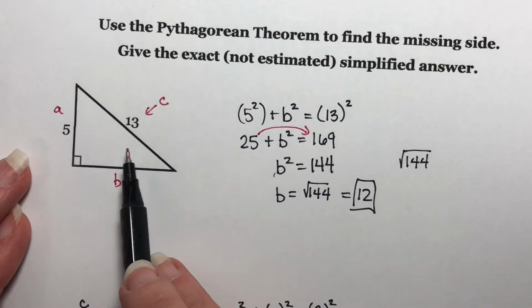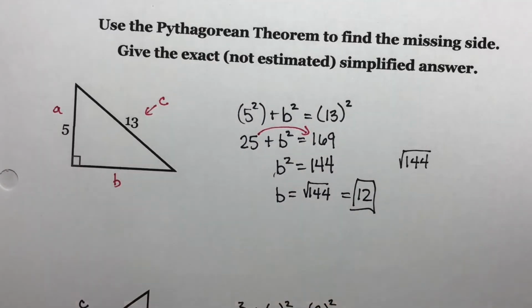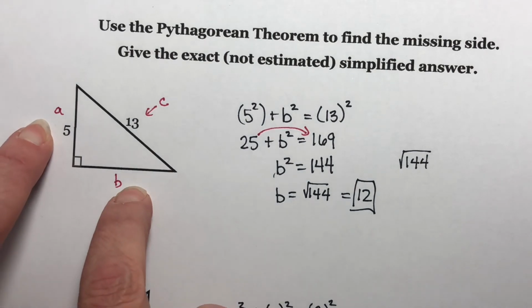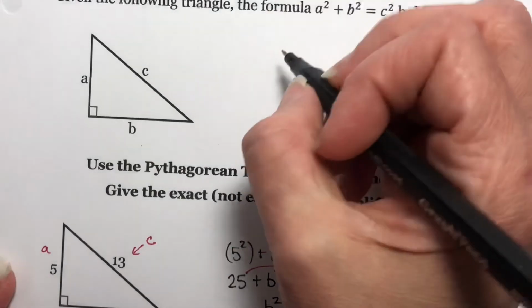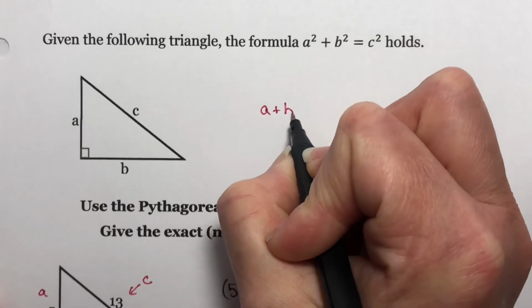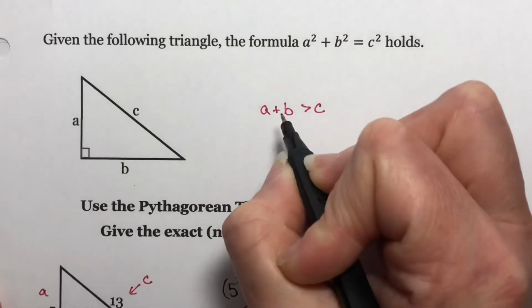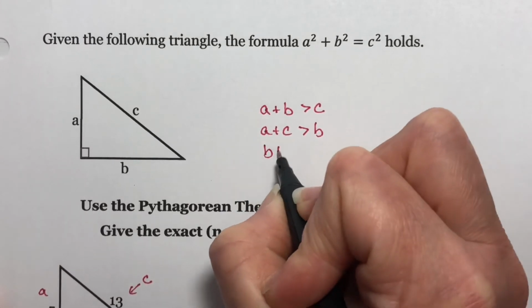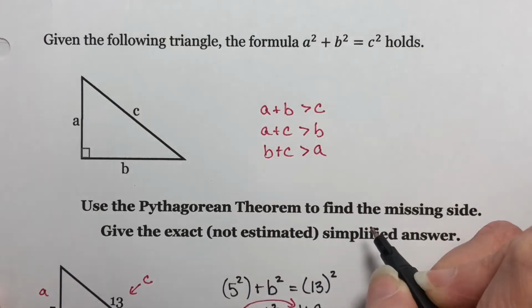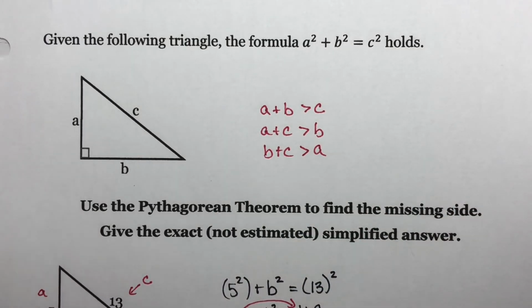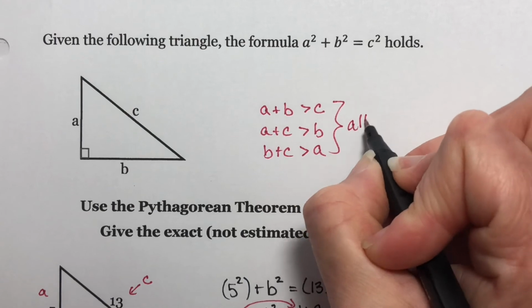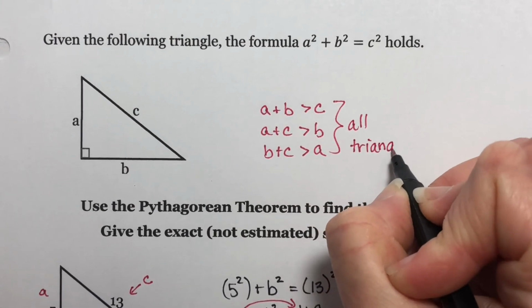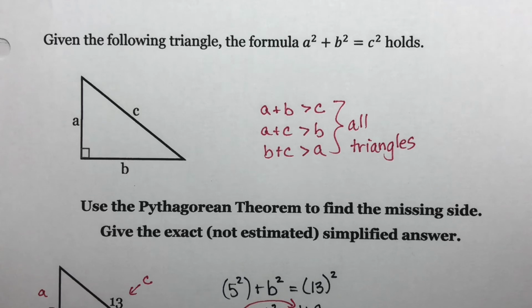If you have a right triangle, your hypotenuse is always the longest side. That's always true. But what I'm about to show you here is true no matter what kind of triangle you have. If you add up any two sides, it needs to be larger than the other. So basically, A plus B has to be greater than C. A plus C has to be greater than B. And B plus C has to be greater than A. If you add up any two sides, it has to be larger than the other. And this is true for all triangles. So you have another way of checking yourself.